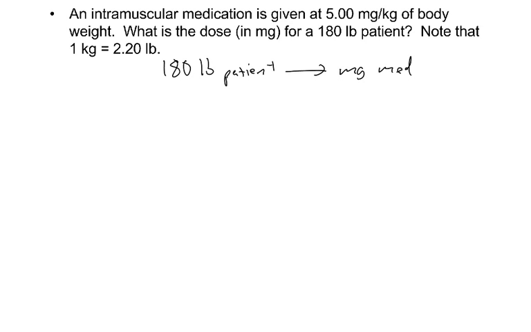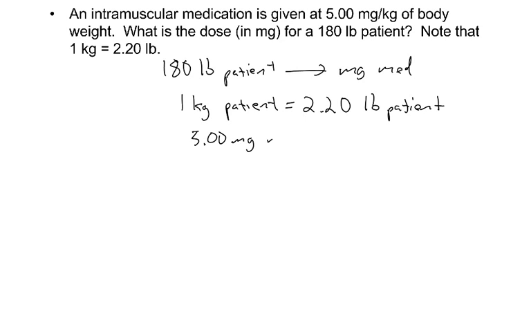We were given this additional information that a kilogram is 2.20 pounds, and this is relevant to the mass of the patient, because you're given the mass of the patient in pounds, and we need the mass of the patient in kilograms. So I'll write that 1 kilogram of a patient is the same thing as 2.20 pounds of the patient. The other conversion factor is that for every 1 kilogram of body weight, we need to give 5 milligrams of the medication. So our second conversion factor is that 5 milligrams of medication is equal to 1 kilogram of the patient.